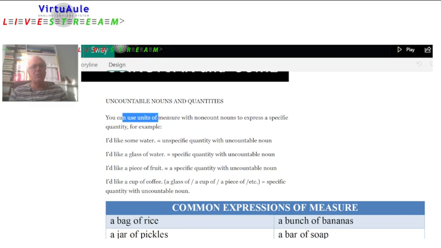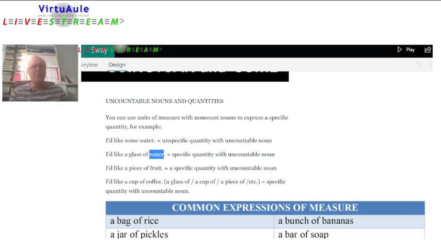Okay, you can use units of measure with non-count nouns to express a specific quantity. For example, I would like some water. Some is an unspecified quantity with an uncountable noun. Some means a quantity. I would like a glass of water. Okay, you have a glass, you have a specific quantity with an uncountable noun.